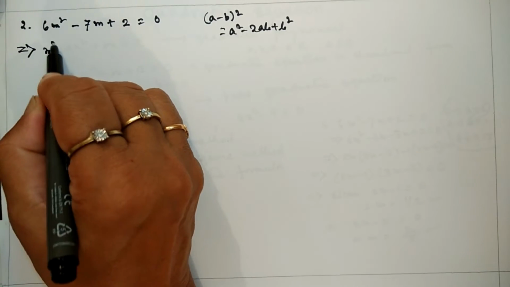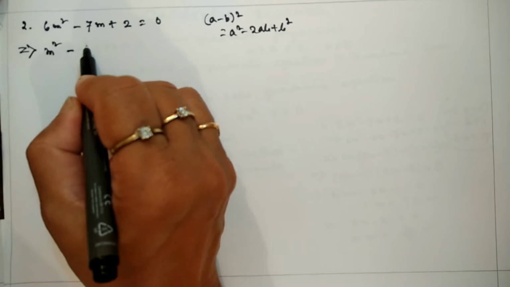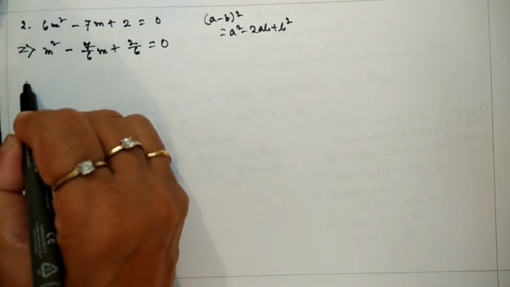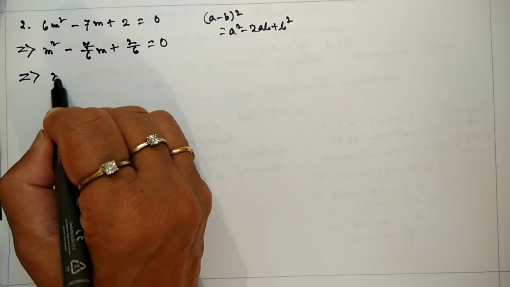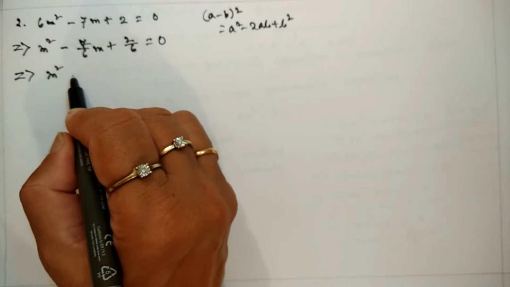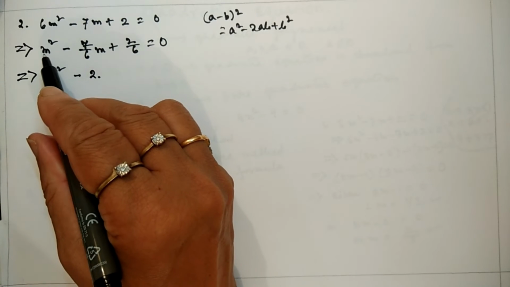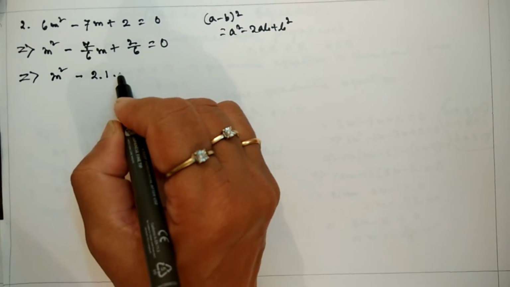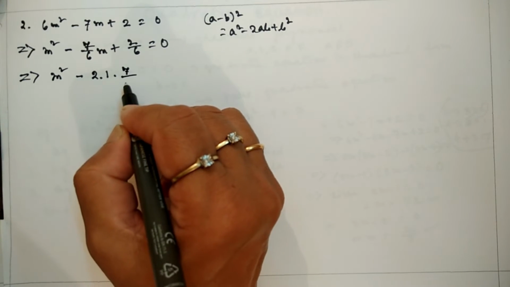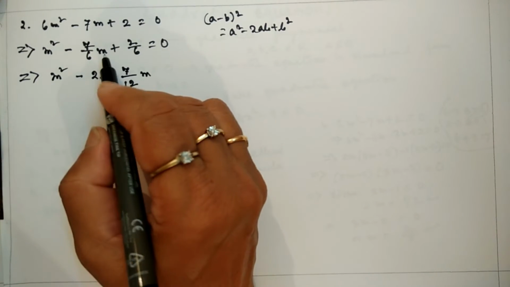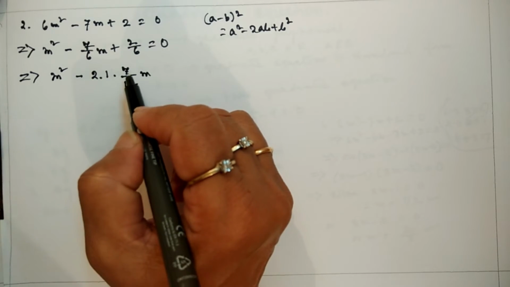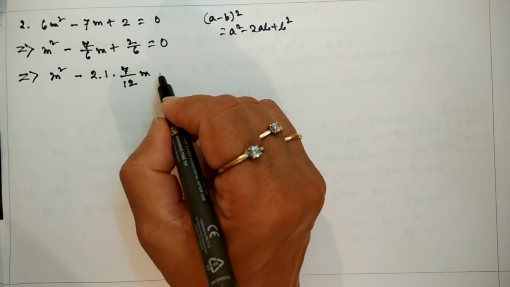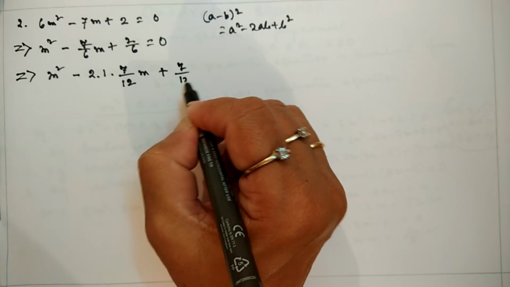So what we will do: m² we will divide the whole equation by 6, so m² − 7/6 m + 2/6 = 0. So here we have a², minus 2ab, minus 2, a is 1 here, the coefficient is 1, so what will be b so that this term remains intact? It will be 7/12, so if we cancel out it is 7/6 m. So this is b, plus b².